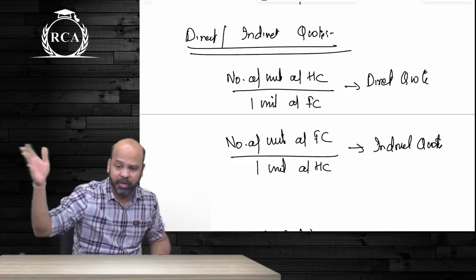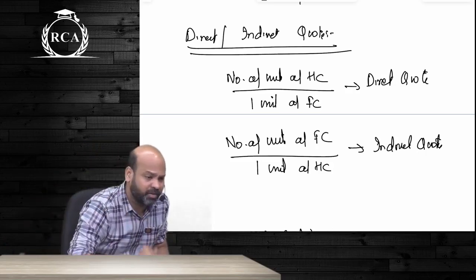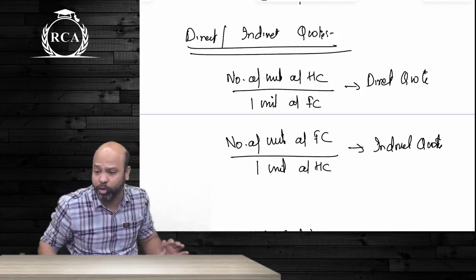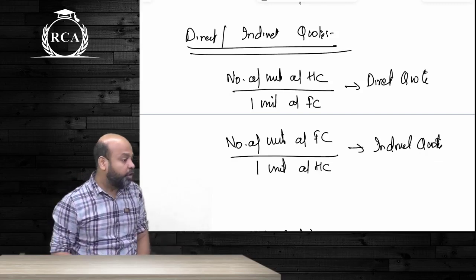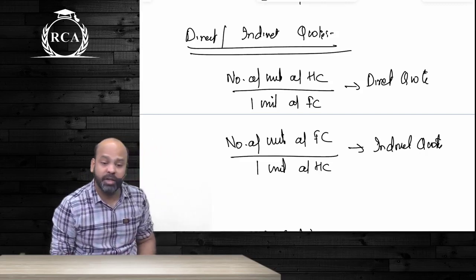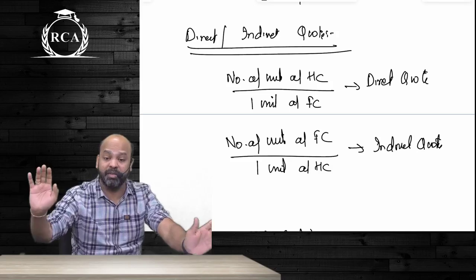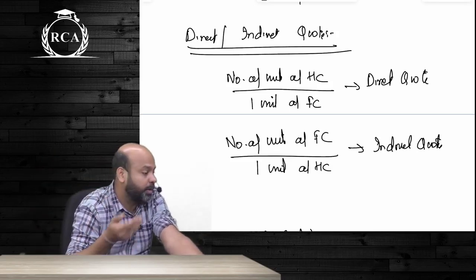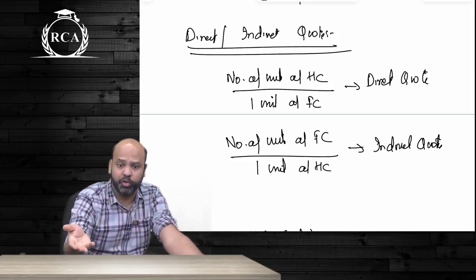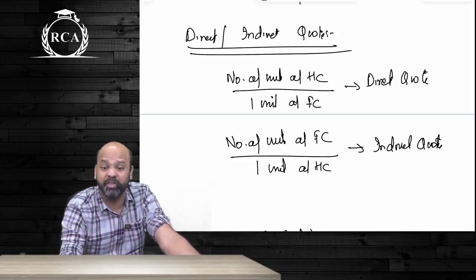Otherwise, in subsequent questions we were not bothered about whether it is a direct quote or an indirect quote. The objective is only to identify what is the commodity and what is the price. So a direct quote would mean that you are making home currency the price and foreign currency the commodity, like any other product available in the market. You go to a supermarket and buy a juice packet.